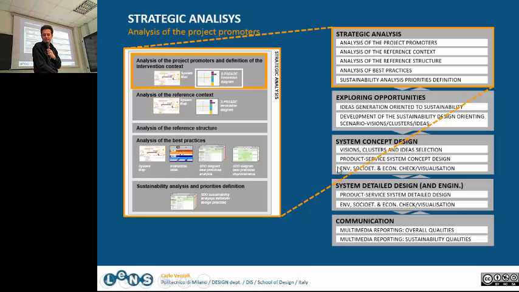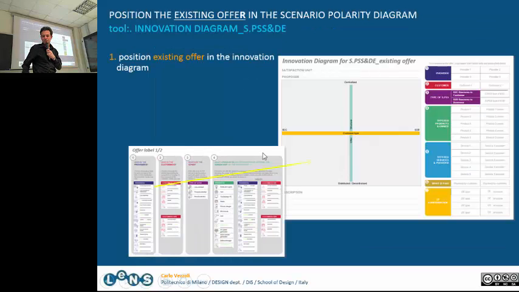So let's start from the strategic analysis. From the first phase, the analysis of the project promoter. This is something we're not going to do. We definitely did it when we were in Africa making a workshop with a company to understand their positioning. And for this we use the innovation diagram, which in this case was just recently partly redesigned to be adapted for SPSS applied to distributed economy.